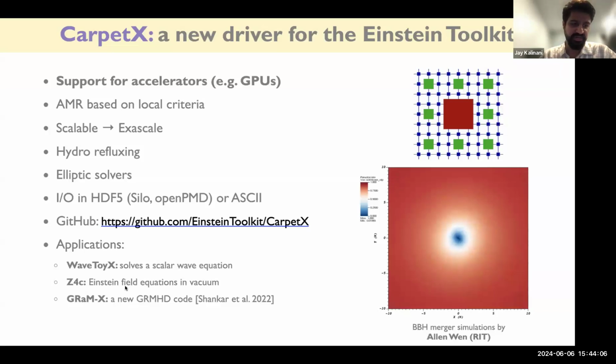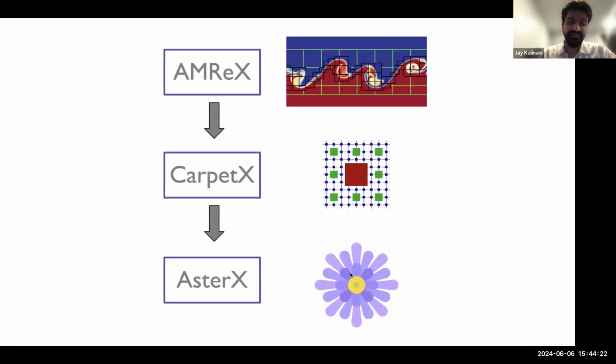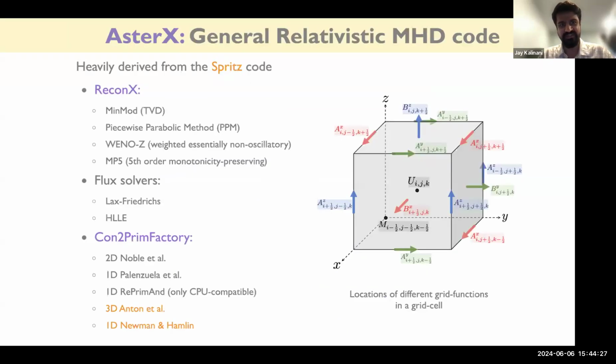And there is also another GRMHD code called GRMX, which is developed by Swapnil Shankar, Philip Mosta, and the group in Europe, which also takes advantage of CarpetX. Another GRMHD code on the list is AsterX, which also is based on this CarpetX infrastructure. AsterX is based on a previous parent, called the Spritz code. In Spritz, we evolve the vector potential for the magnetic field and then compute the magnetic field.